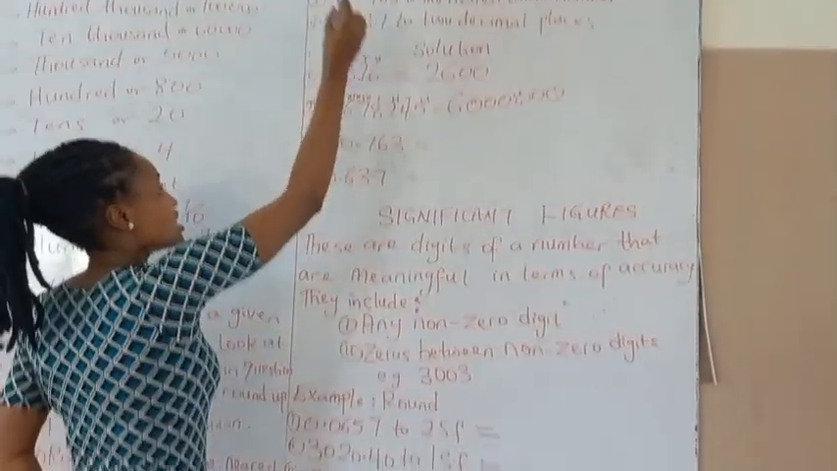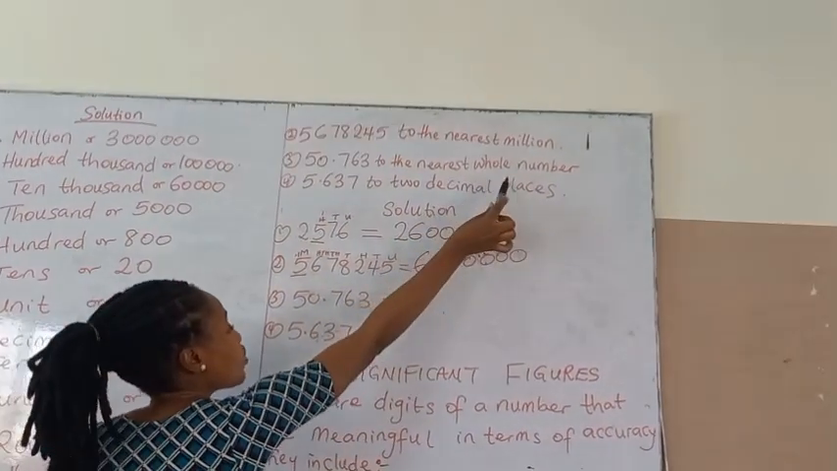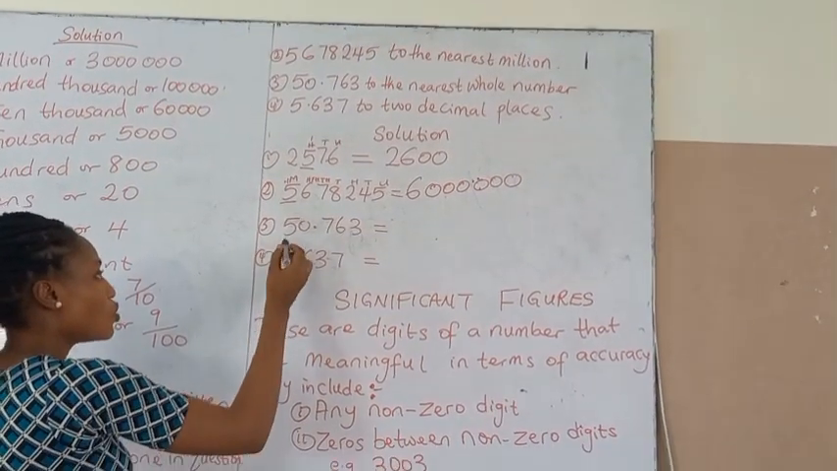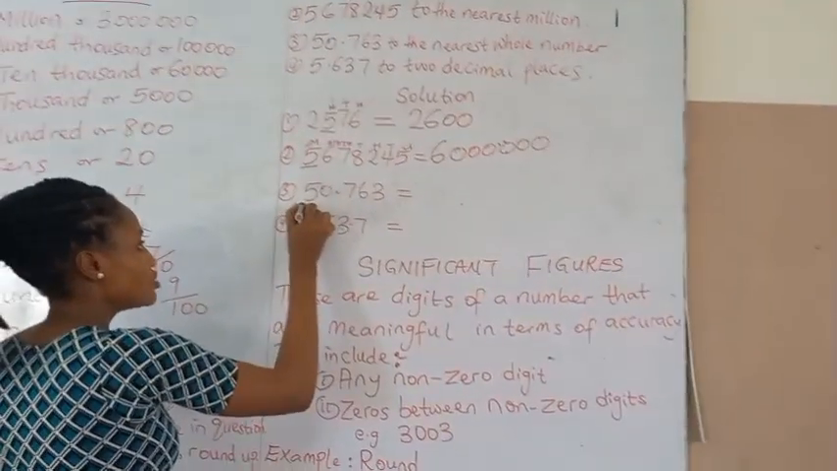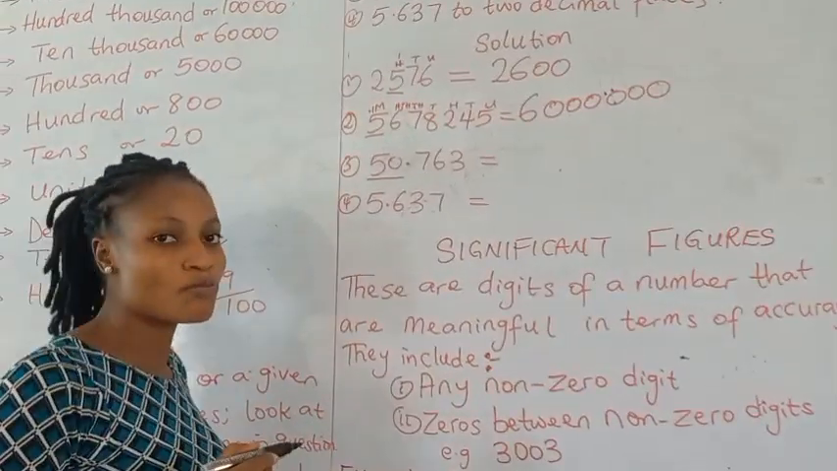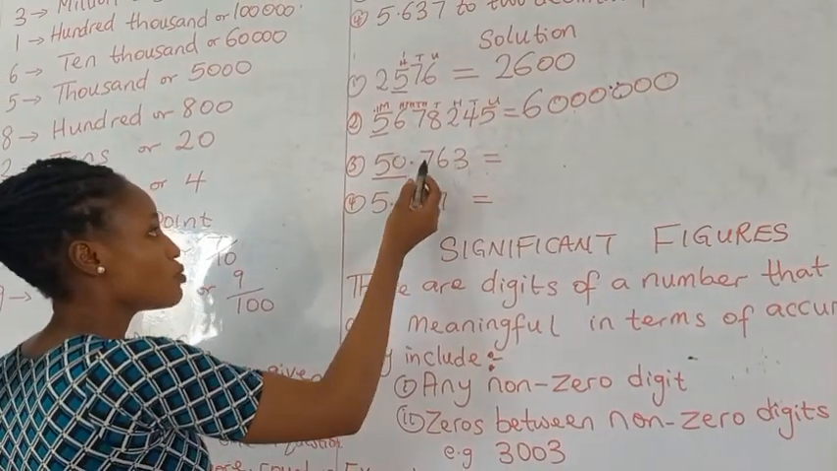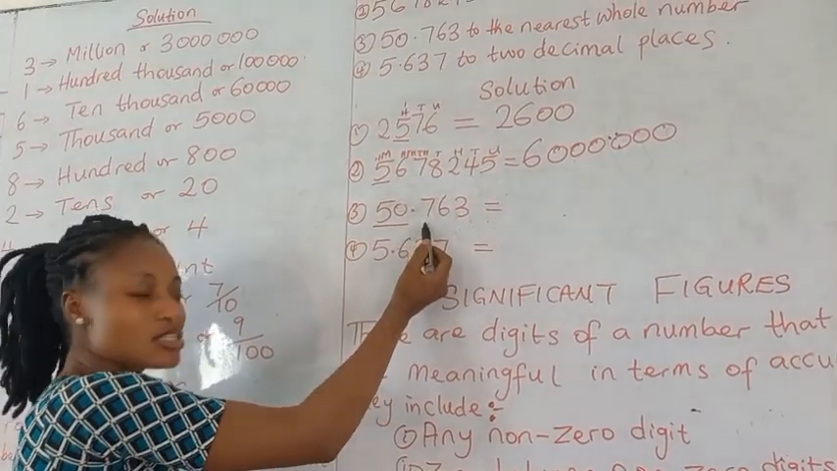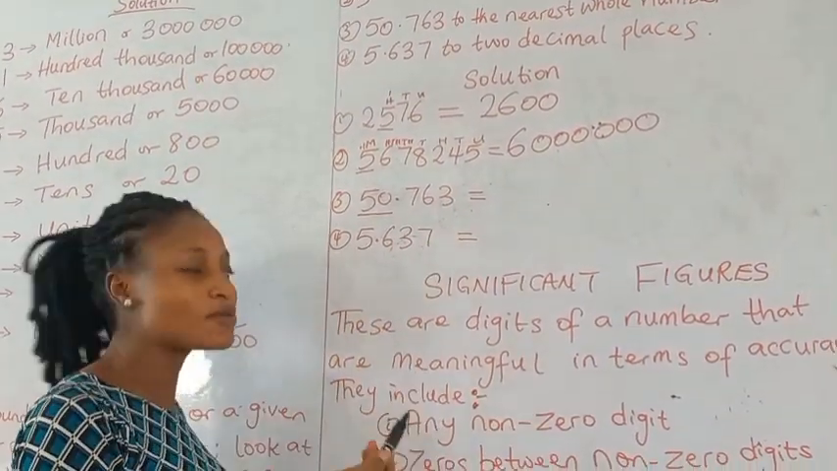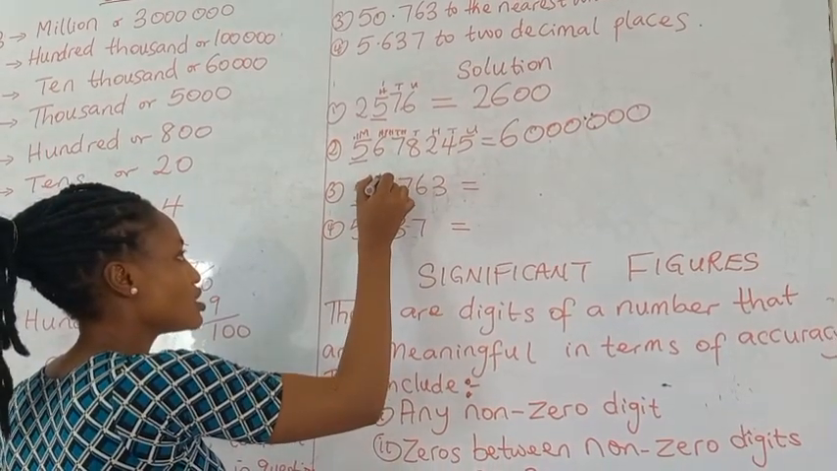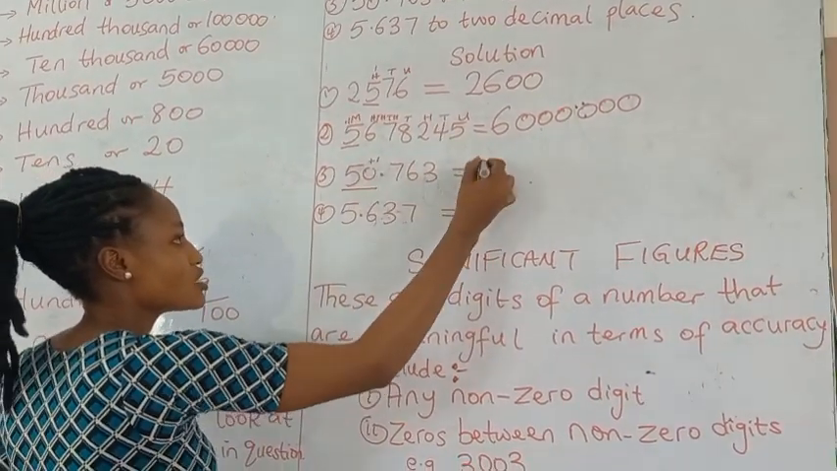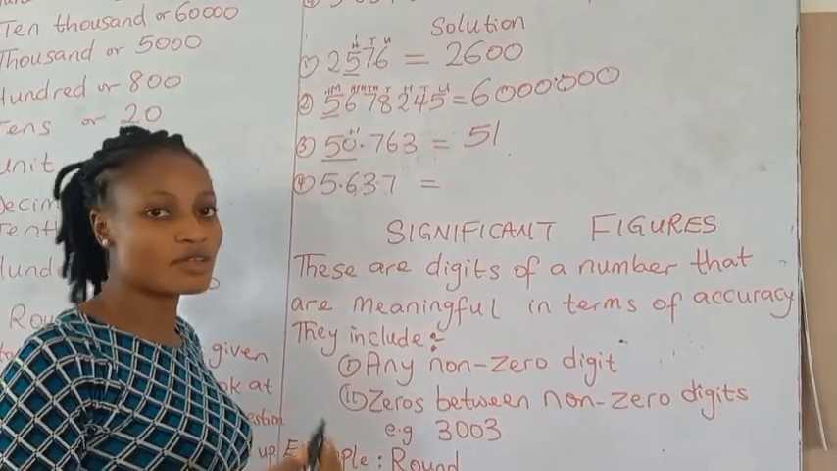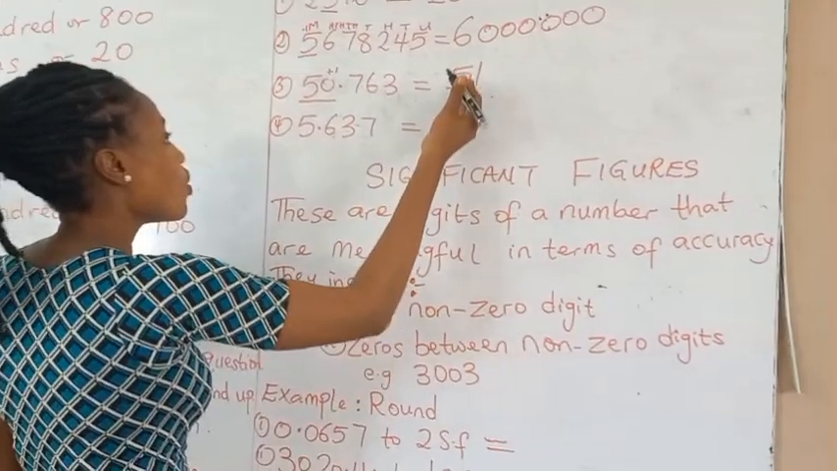The next question says 50.7 to the nearest whole number. What is a whole number? Remember that your whole number does not include the decimal part. This part is the whole number. And since you are rounding to the nearest whole number, after the whole number has been underlined, what is the next digit? 7. Can 7 round up? Yes. If it can, you add 1. 50 plus 1, that is 51. We don't need anything after the point, since you are rounding to the nearest whole number.